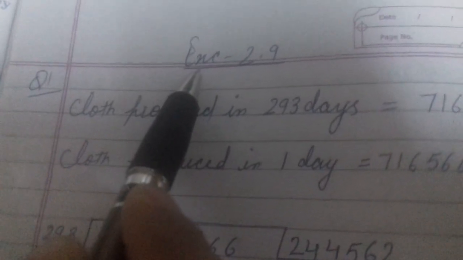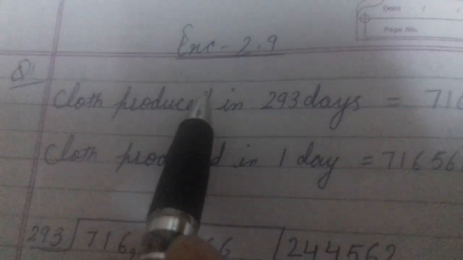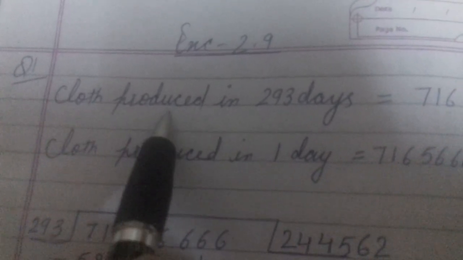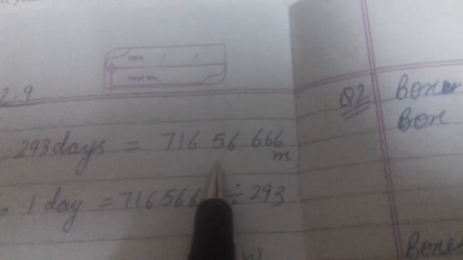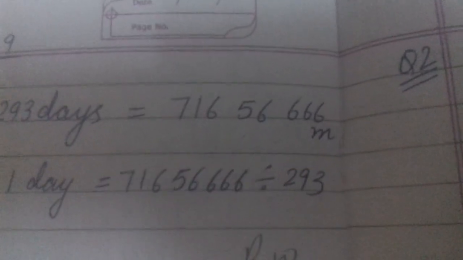Exercise 2.9, students. A factory produces a given number of meters of cloth in a year, and the factory had 293 working days. How many meters of cloth did it produce in a day? So the cloth produced in 293 days is equal to this given value. These many meters are produced in 293 days.